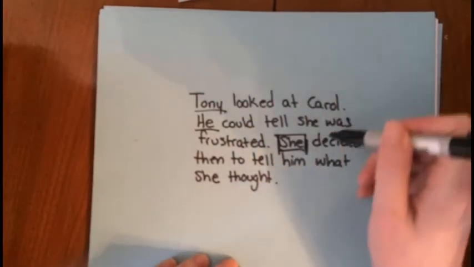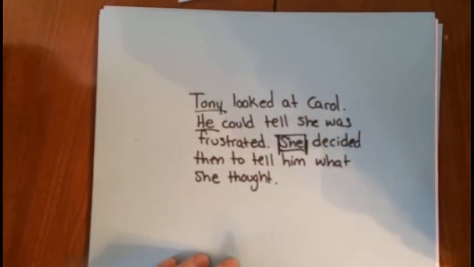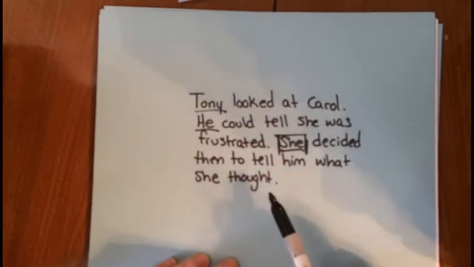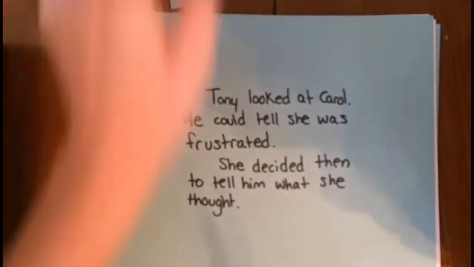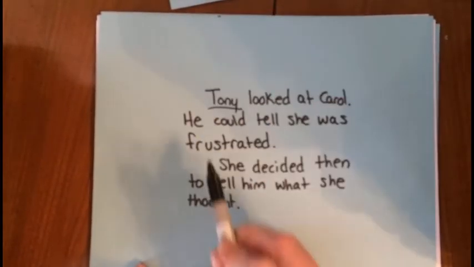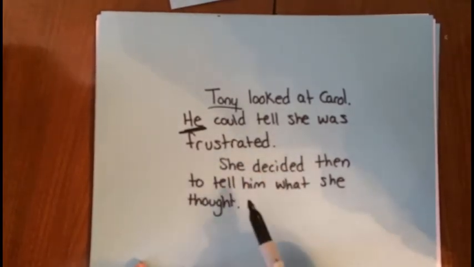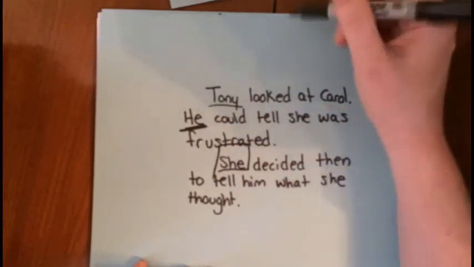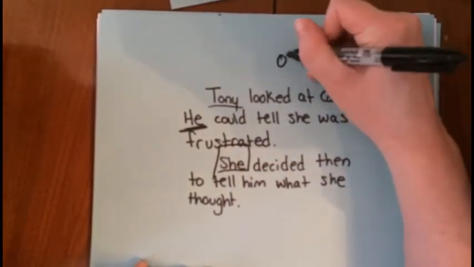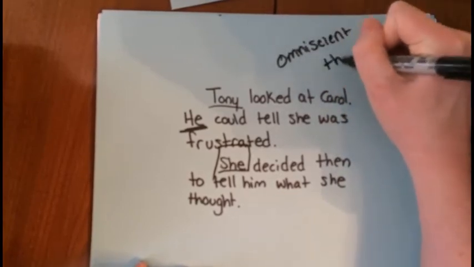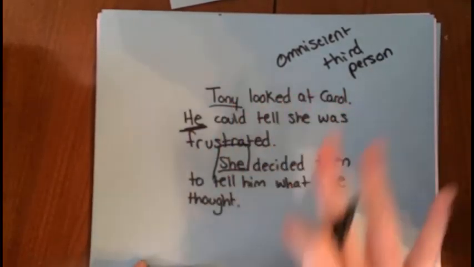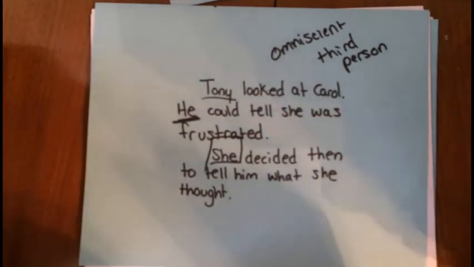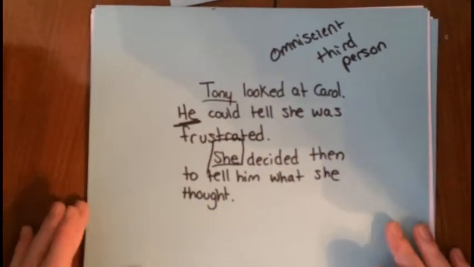Now, because this shift in perspective happens in a single paragraph or even in a single chapter, what this does is it jars the reader on a subconscious level because the reader is no longer sure with whom they should be connecting. An example of a corrected paragraph would be, Tony looked at Carol, Tony subject. He could tell she was frustrated, he subject. New paragraph, she decided then to tell him what she thought. So now you've got two different perspectives in one chapter. And from this angle, this would be omniscient third person, because you can see everything that's going on. You have multiple perspectives working in the same story. You've got Tony and you've got Carol, and you can see both of their thought patterns in the story, which means the narrator knows everything.